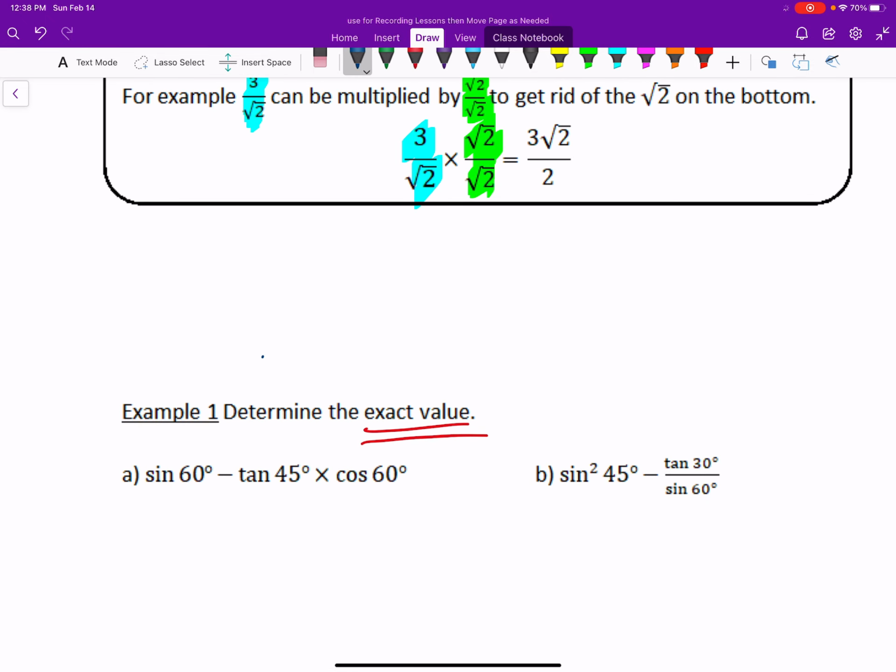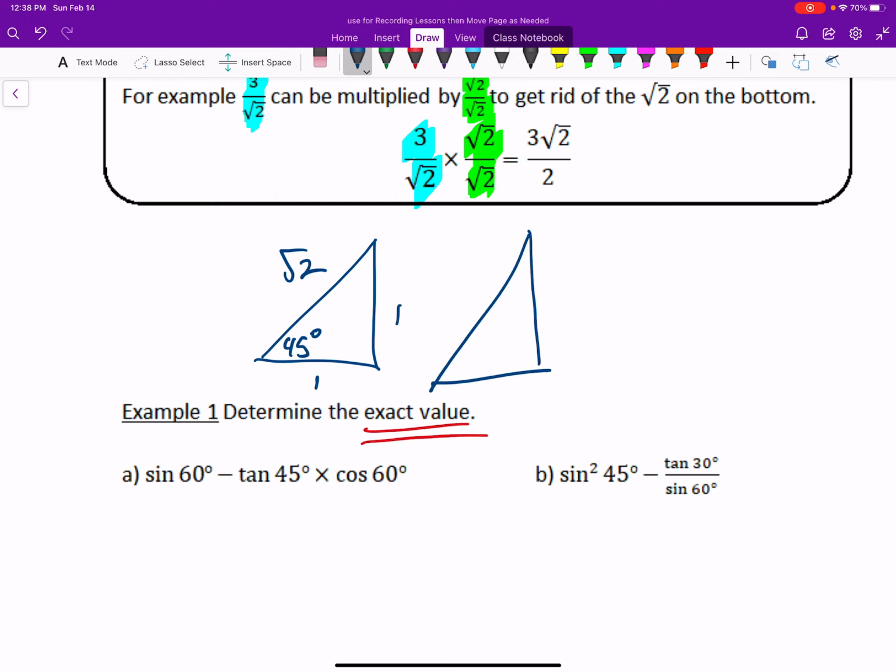I draw 2 triangles. I draw my 45-degree triangle, which I know goes 1, 1, and root 2 is the hypotenuse. And I draw my 60-30 triangle, which goes 1, 2, root 3. And then I can just create the trig ratios as I need to.